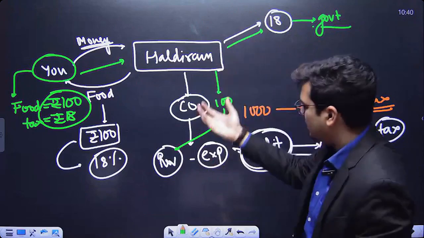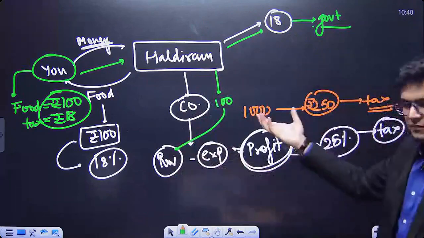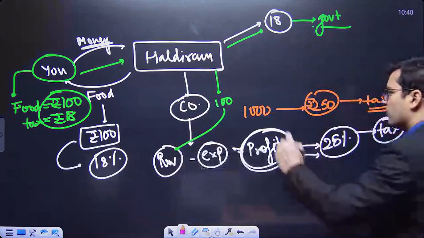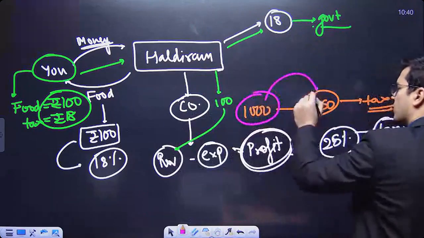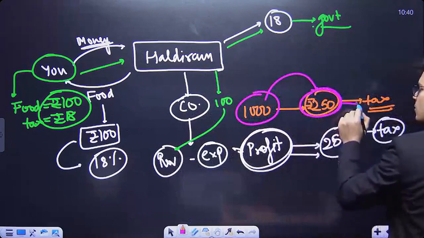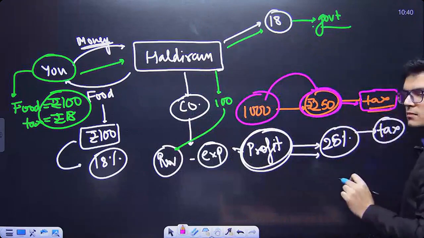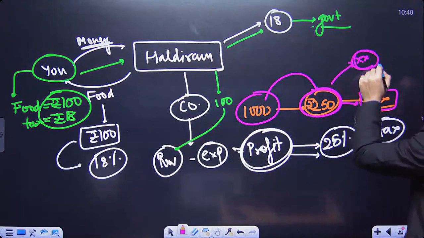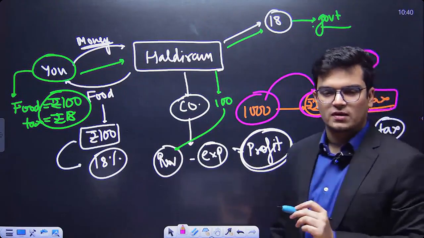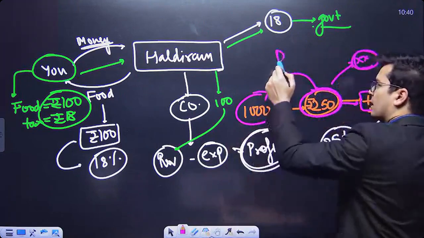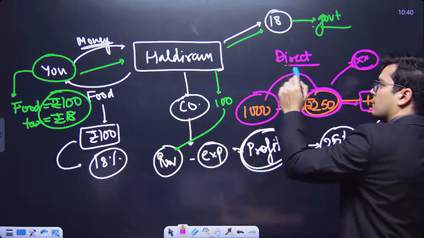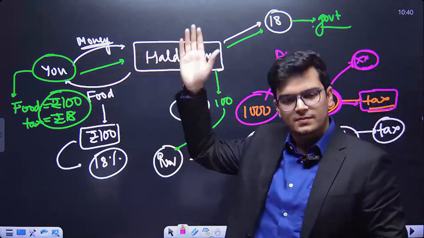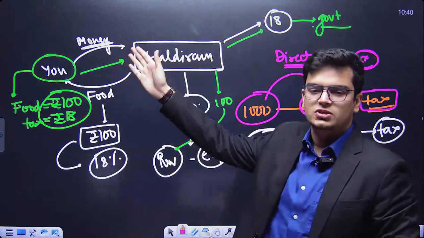In the second case, Haldiram now has some revenue and expenditure, and they made some profit. Here also, the government is saying that whatever profit you have made, from this profit, 250 rupees you have to pay as tax. This responsibility Haldiram cannot shift on you. Haldiram has to pay from its own money, from its own profit. This is direct tax. This direct tax is called corporation tax. This is indirect tax. This indirect tax is called GST.